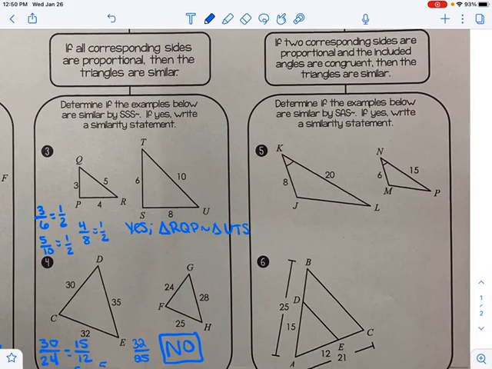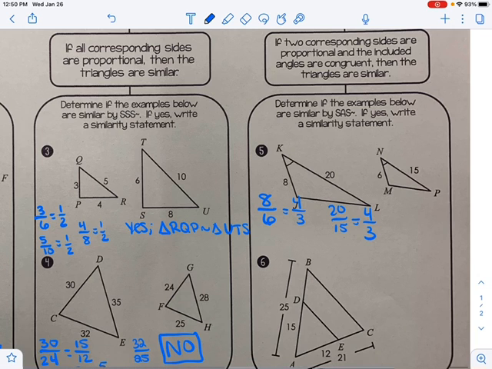And last but not least, side angle side. So it's a combination of the first two. Start by building your fractions. So for example, number 5, 8 and 6 are the shortest sides. And that reduces to 4 over 3. And then 20 over 15 haven't been used yet. That also reduces to 4 over 3.